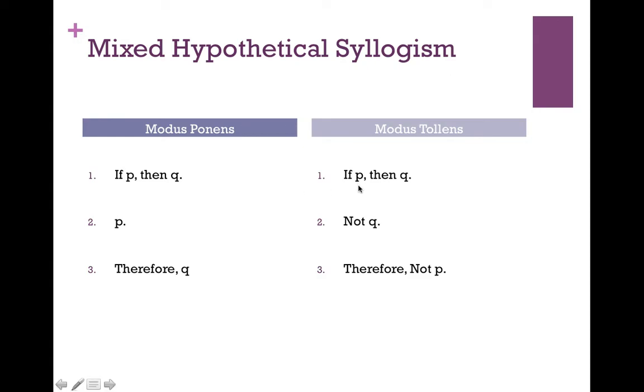But let's think about it again with some other examples. Like, if you explode an atomic bomb on my head, I will die. Well, that seems true. If an atomic bomb explodes on my head, I will die. I'm not dead. Well, if I'm not dead, what does that mean? It means no bomb has blown up on my head.